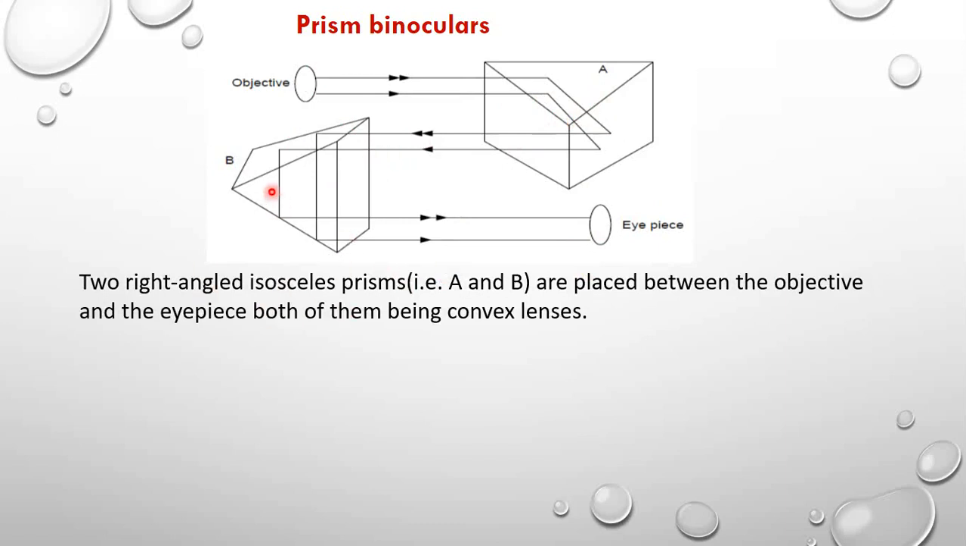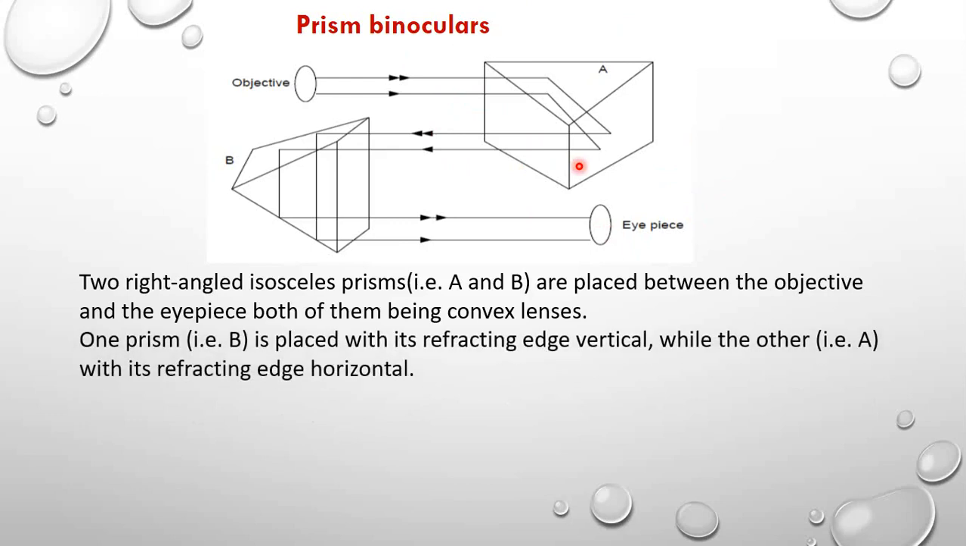One of these prisms, that is B, is placed with its refracting edge vertical. So this is the refracting edge. We place this with the refracting edge vertical, while the other, that is prism A, is placed with its refracting edge horizontal. So that's how we arrange them.